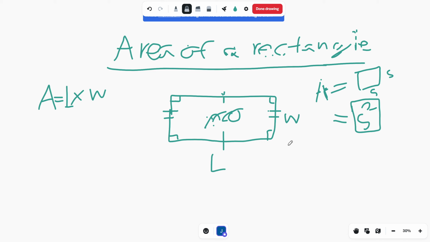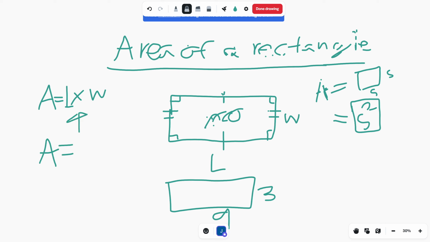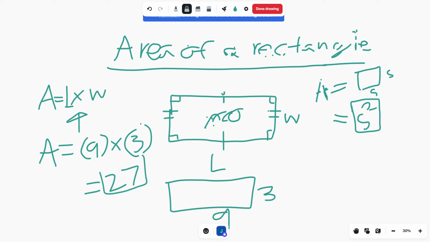Awesome. So whenever we're trying to figure out the area of a rectangle, we're always doing the length times the width. So, for example, if I have a rectangle, and let's say its width is 3 and its length is 9, then in order to figure out the area, I would be using this formula. So the length would be 9, and I'd be multiplying that by the width, which is 3. So after I do 9 times 3, I get 27. So the area of this rectangle is 27.